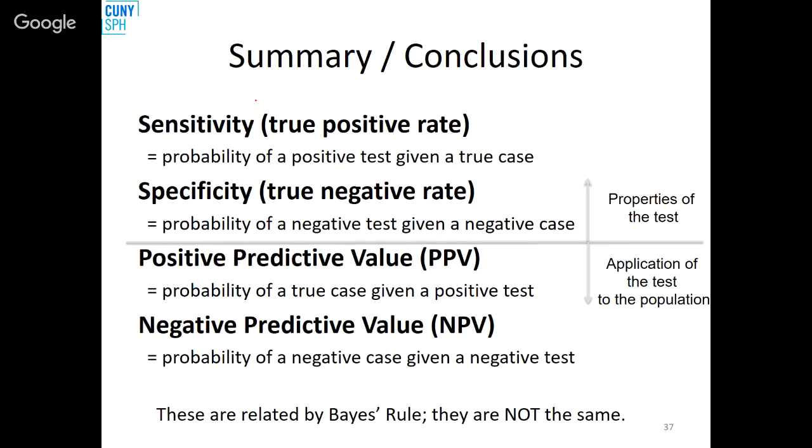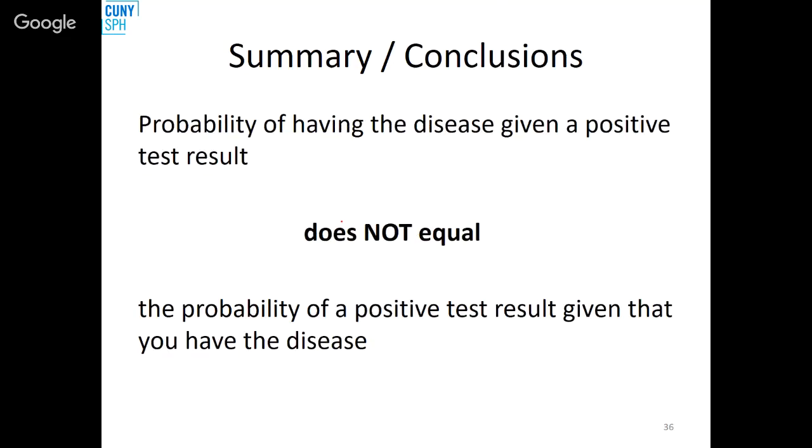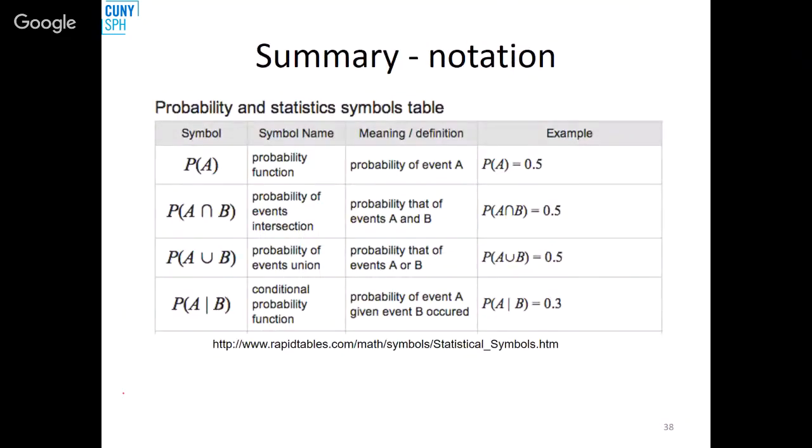Remember that sensitivity and specificity are intrinsic properties of a test, whereas PPV and NPV are applications of the test to a population. This is a useful slide just because it puts everything on one page. Even I sometimes, if I haven't thought about this for a while, need to be reminded that sensitivity is the same thing as true positive rate and specificity is the same as true negative rate. So it's useful to have this as a reference. Here's a quick cheat sheet of the notation that we've done, and I'm going to wrap it up.